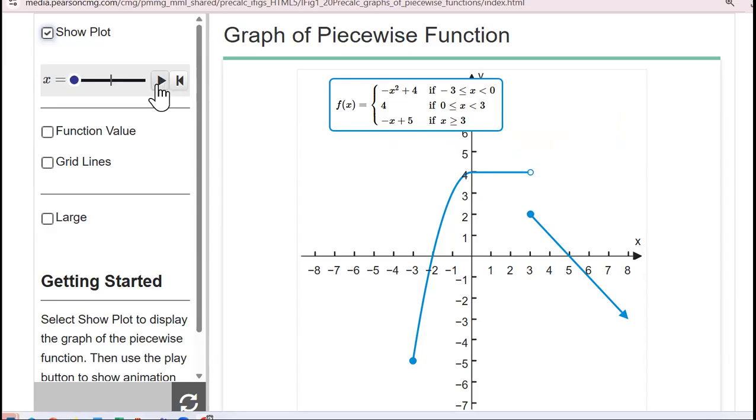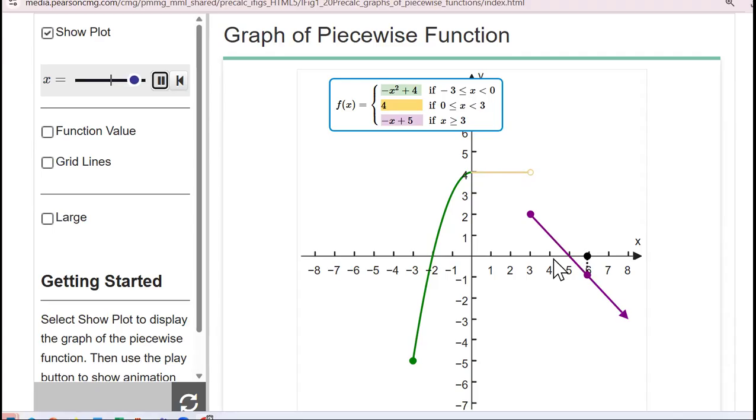So let me just play this real quick, what I'm talking about. So here's the red dot. Right now, it's not capturing an image, because there's no image there. But once we get to -3, it's going to snap onto the first equation. And then that'll be graphed from -3 to 0. Then it snaps onto the second equation, and that's going to go from 0 to 3. And then last but not least, it'll snap on to the last equation, which goes from x is greater than or equal to 3.